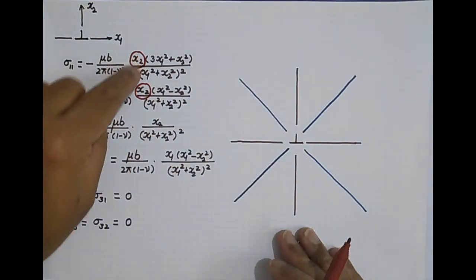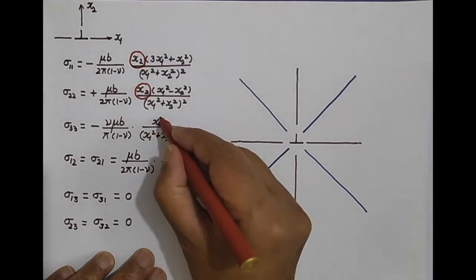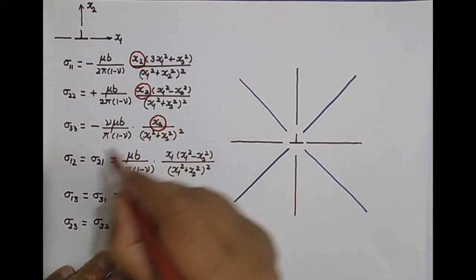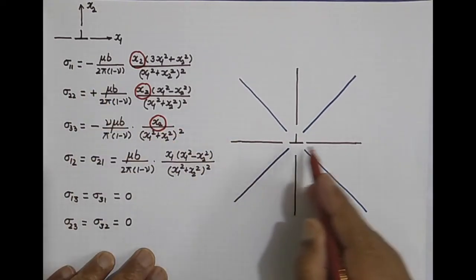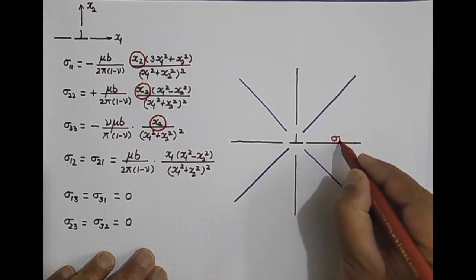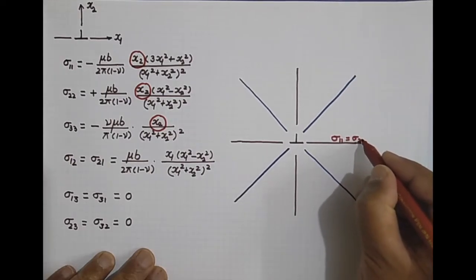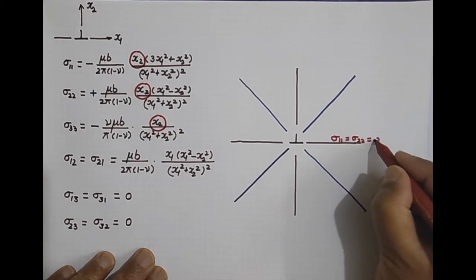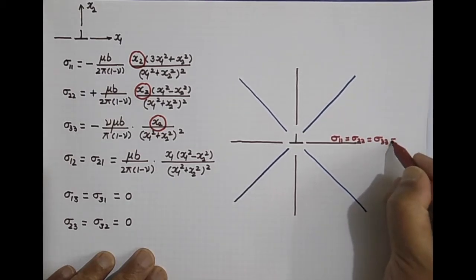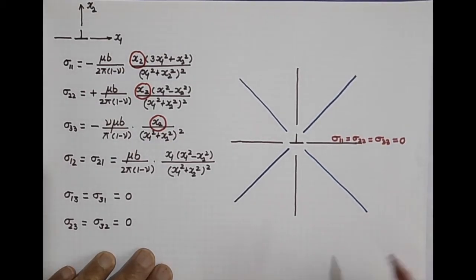So as soon as x2 is 0, and in sigma 3,3 as well, all these 3 tensile stress components will be 0 along this line. So we can write that sigma 1,1 is equal to sigma 2,2 is equal to sigma 3,3. All these components are 0 along the x-axis.